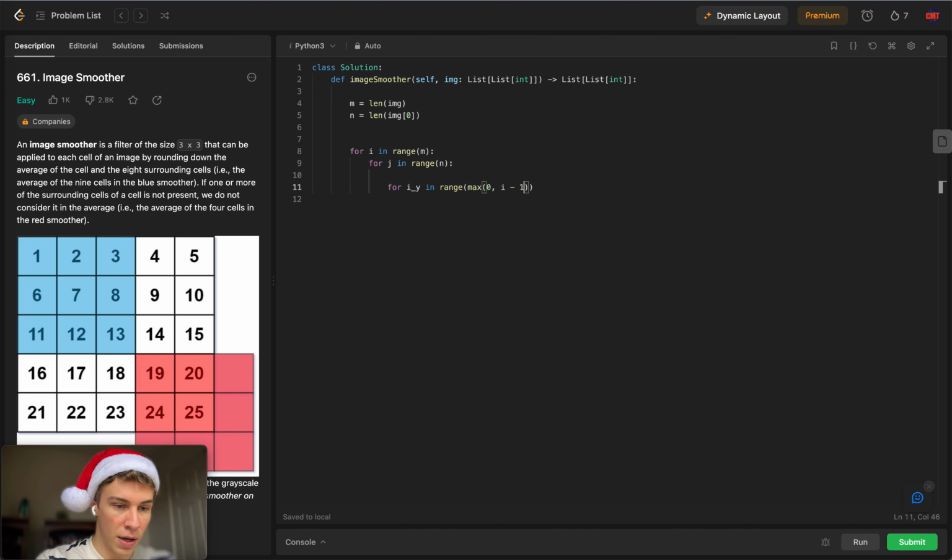The other cell is going to be i minus 1, j, then i minus 1, j plus 1, which would be pointing at 3, and so on, right? I have then i, j minus 1, i, j plus 1, and so on. You get the point, right? I can spell out those 9 different positions.